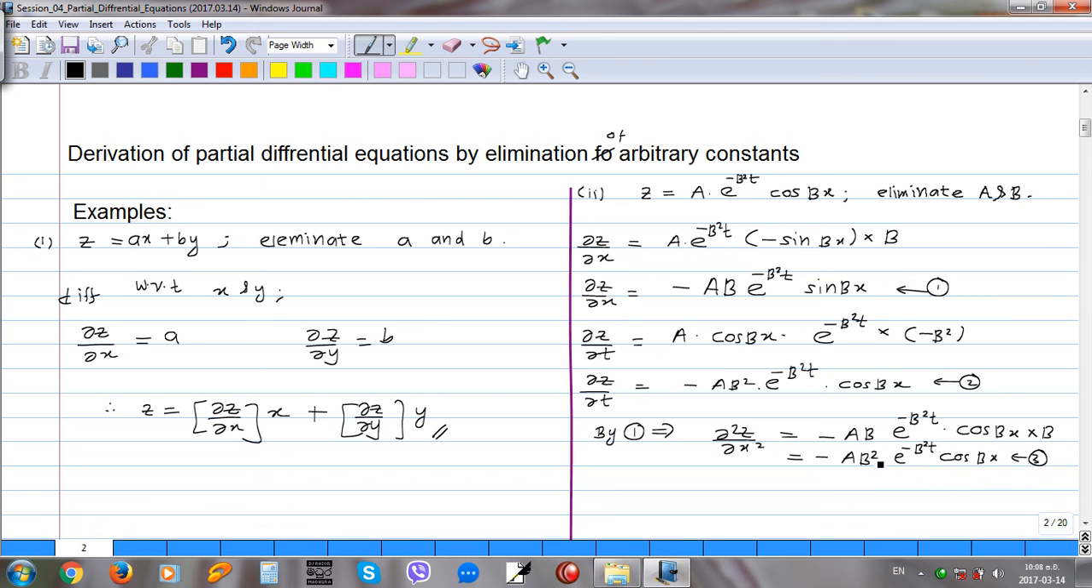Now you can see this is minus a b squared e to the power minus b squared t cos bx, and the second equation is also the same. Therefore you can equate the second and third equations. Then you can take the final answer as ∂²z/∂x² equals 4 ∂z/∂t. This is the answer, right?